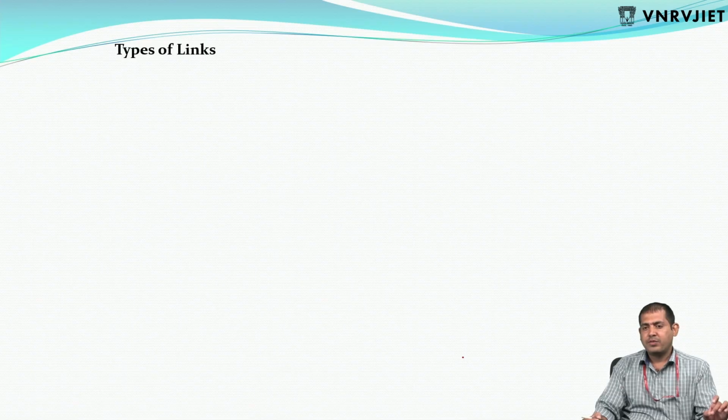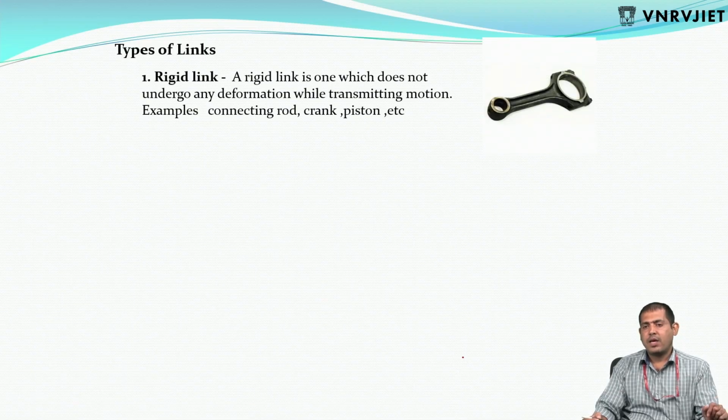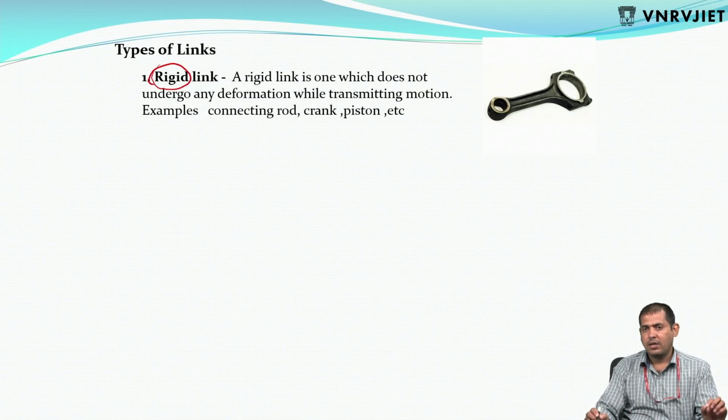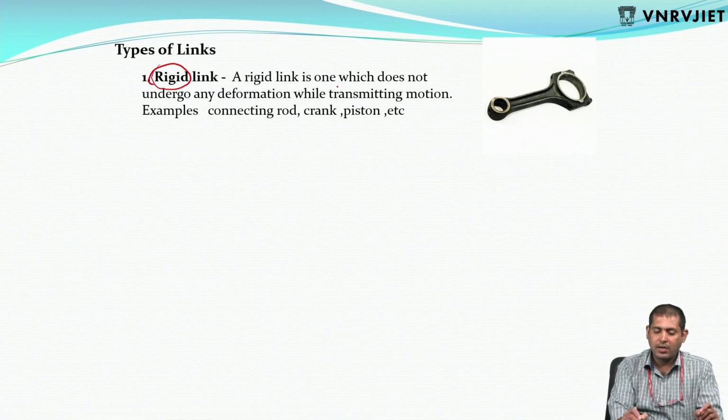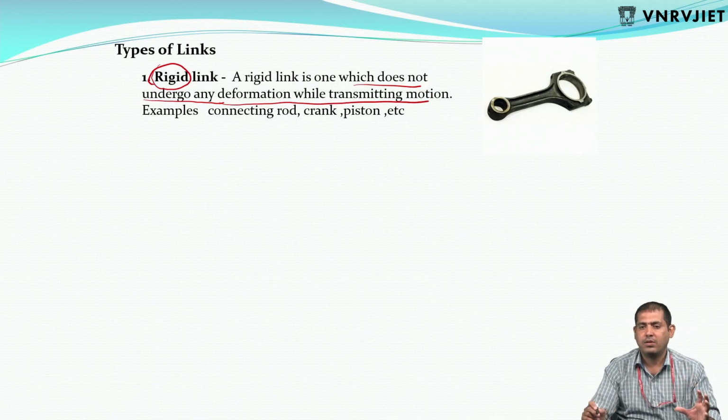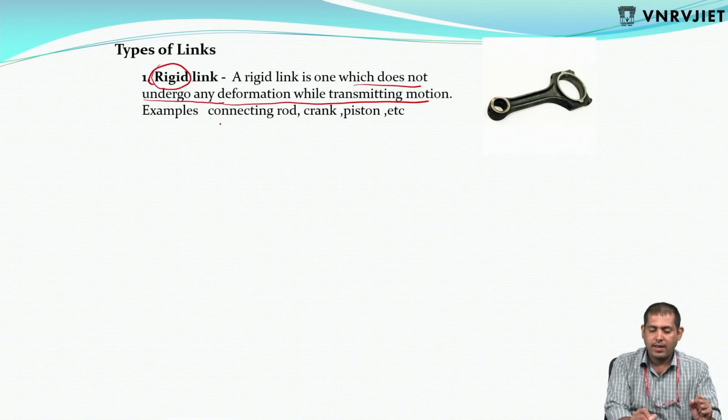Next, the types of links. Generally the first type is the rigid link. Namely, the body itself is to be rigid. Here the connecting rod is a completely rigid body. If any deformation occurs in this body, then ultimately your machine will fail, so there is no deformation. A rigid link is one which does not undergo any deformation while transmitting motion. It is a completely fixed body, like the connecting rod, crank, piston, etc.